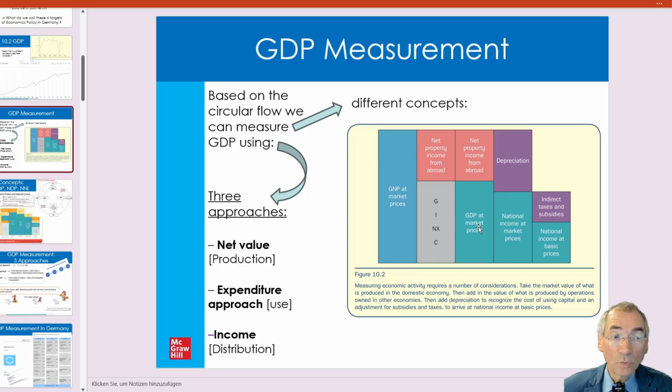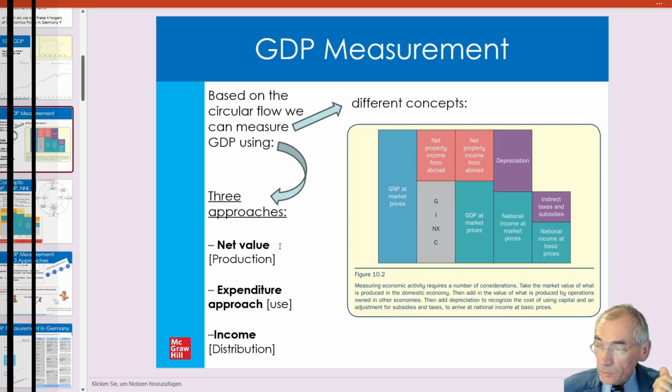This is figure 10.2 of our book, and you can go to the respective page and you will find text, of course, that goes a bit deeper into this. That's number one, the different concepts. How do we measure? And number two, three different approaches: the net value approach, the expenditure approach, and the income approach. Let's see what this holds.